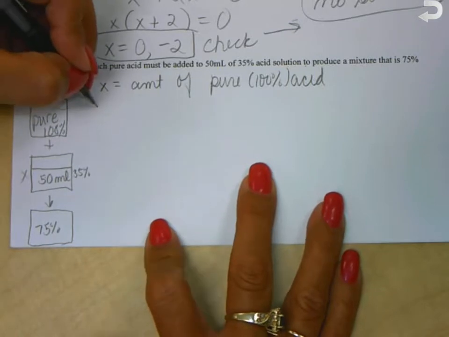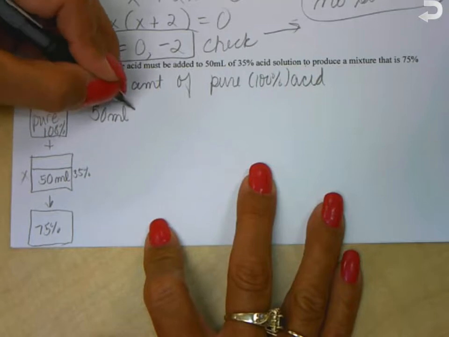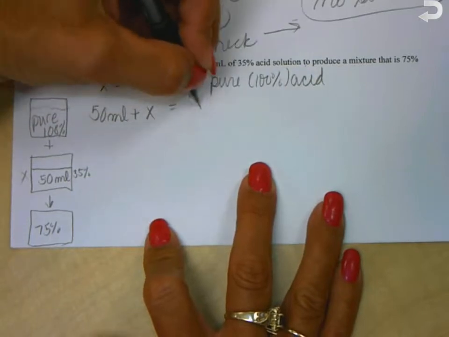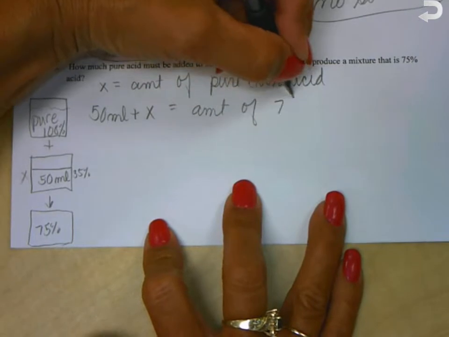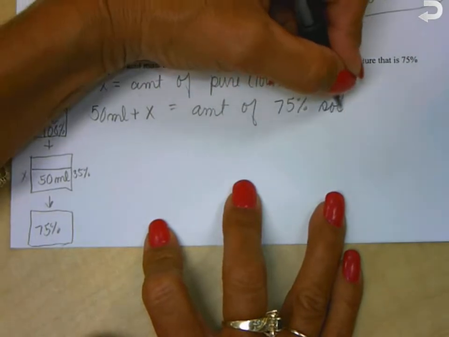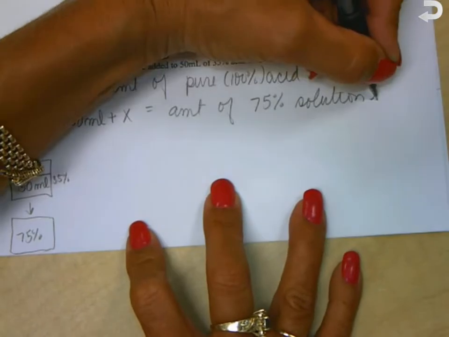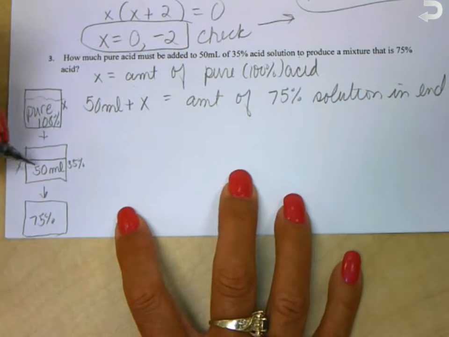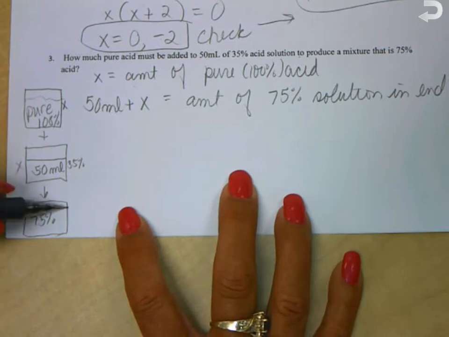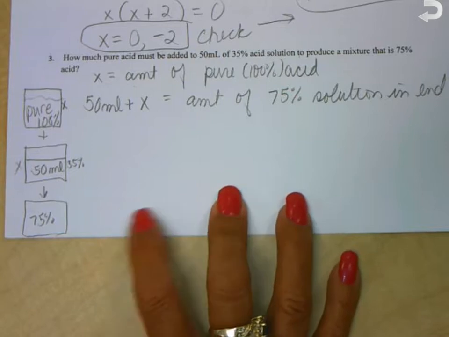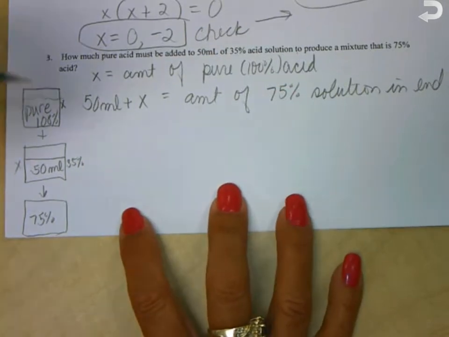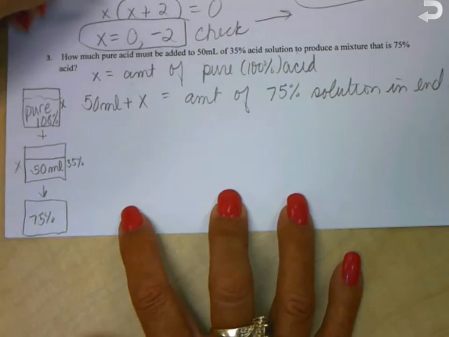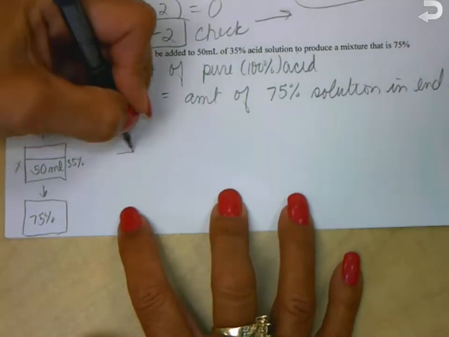And when I add that acid, I know I had 50 milliliters of the 35% solution, so I'm going to end up with 50 milliliters plus X as the amount of 75% solution in the end. So I'm going to have X milliliters of this that I'm going to add to the 50 milliliters of that, and once I do that, my solution is going to be 75% acid and 25% water.